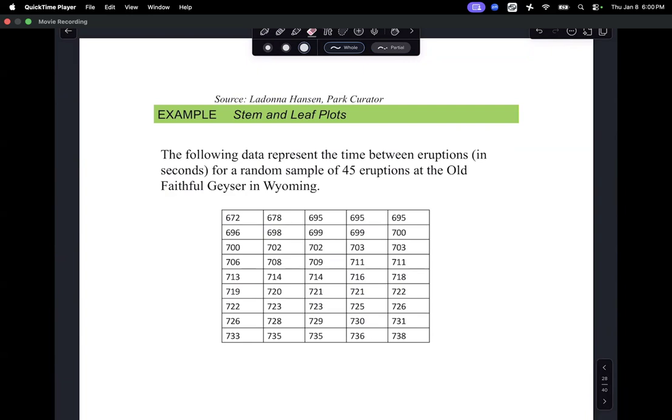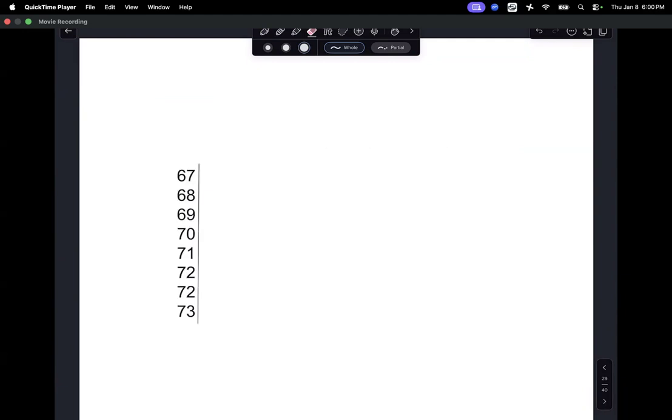I need to have it visual on the other computer so I can write them down. So I have these ordered from smallest to largest because I'm going to need it from smallest to largest. So the stems of my stem and leaf plot are going to be 67, then 68, and then 69, and the leaf will be the ones place. So I have it set up right here.